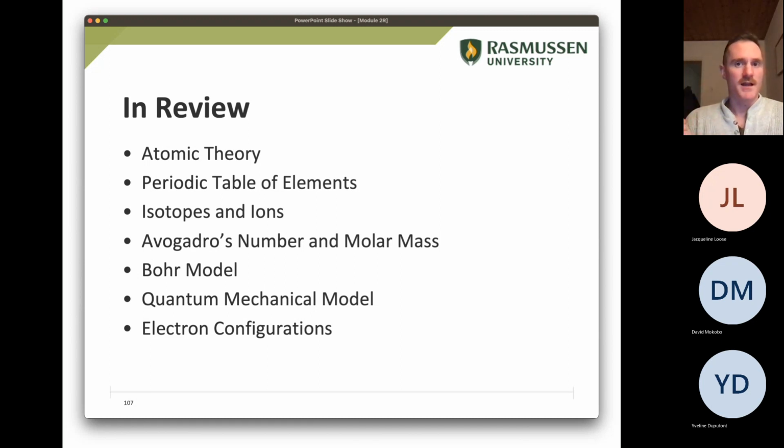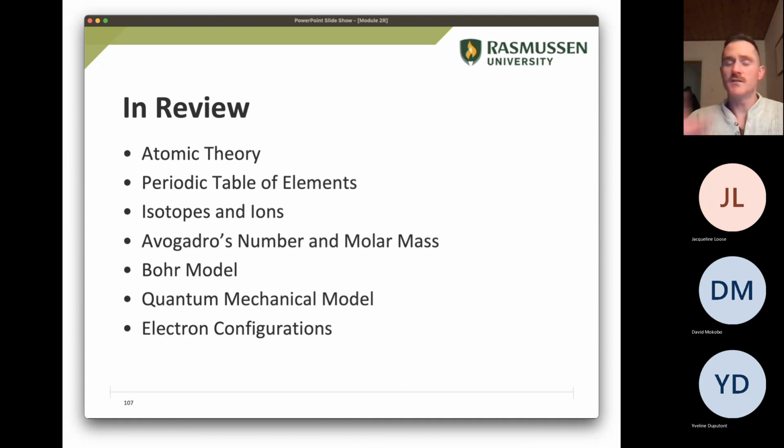So basic atomic theory: what is an atom, neutrons, protons, electrons, the way that the periodic table is periodic and the way that it's laid out, right? Repeating patterns and names and metals and metalloids and nonmetals and transition elements, etc. Isotopes and ions: the number of protons tells you what the atom is. The number of neutrons and the number of electrons can change. They tell you whether it's an isotope or an ion.